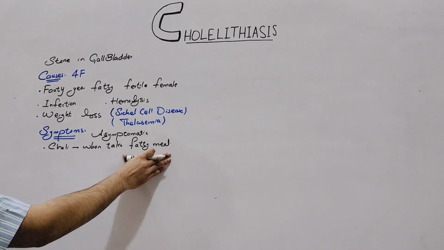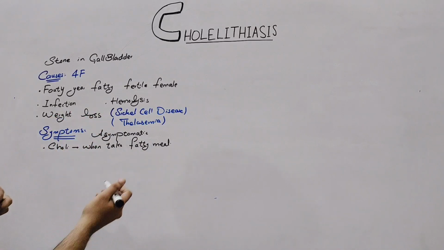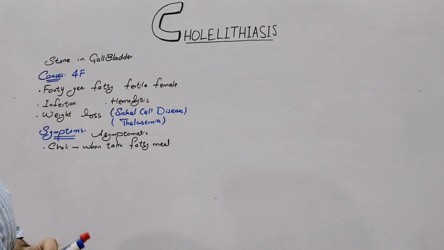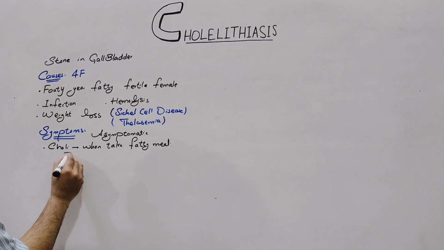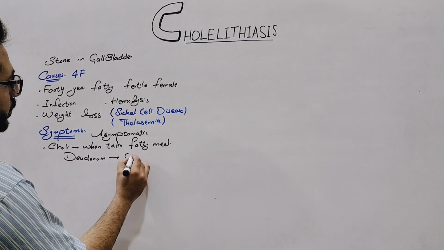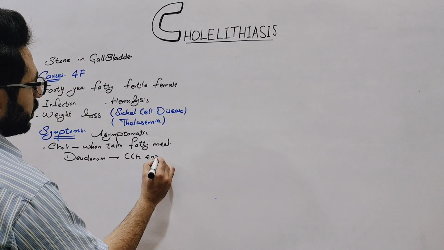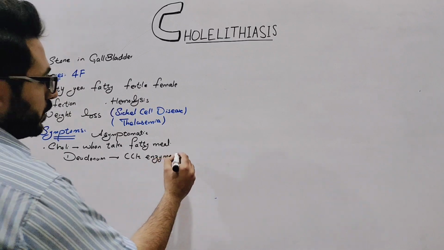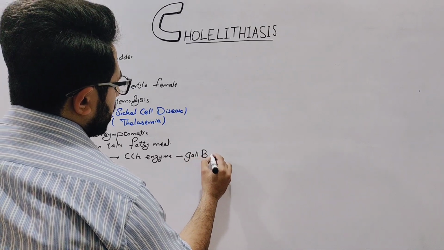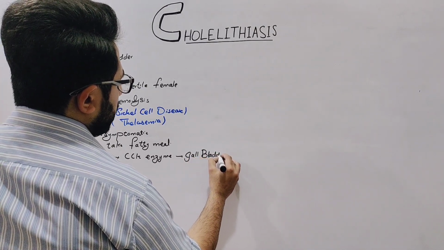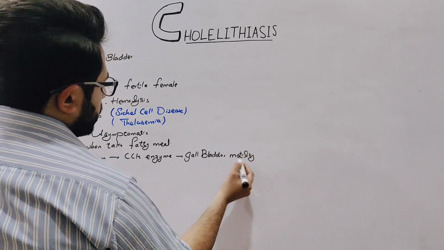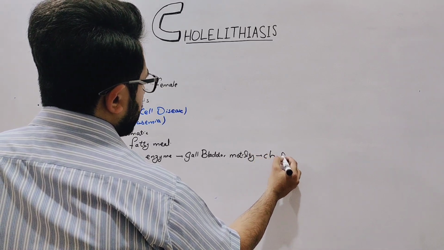Why does taking a fatty meal cause colics? Because when we take a fatty meal, our duodenum releases a hormone known as CCK, which causes gallbladder motility, which causes colics. Simple.